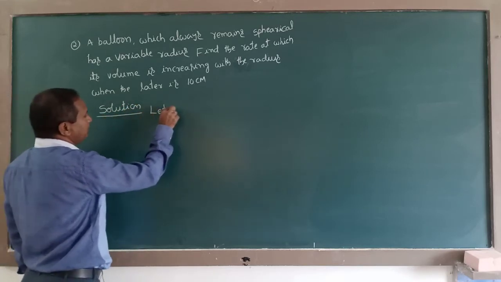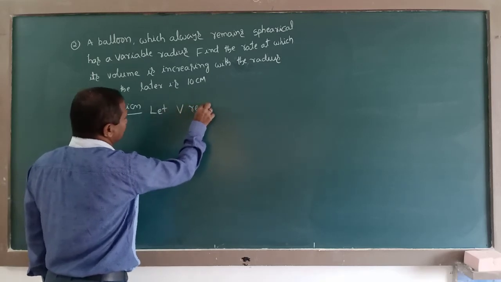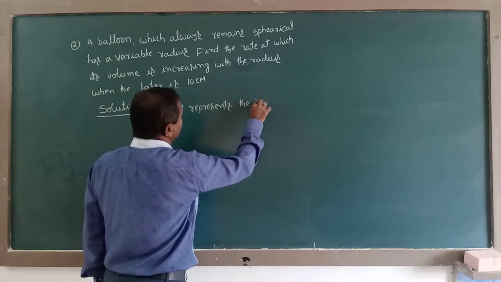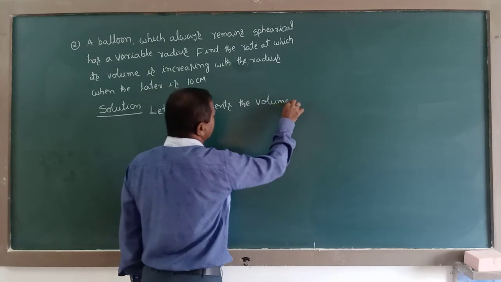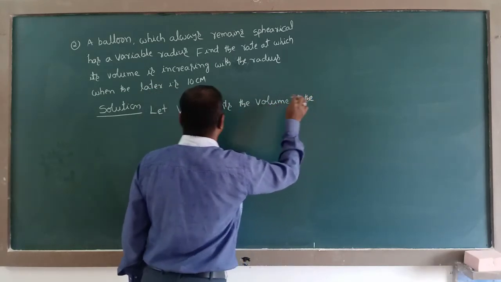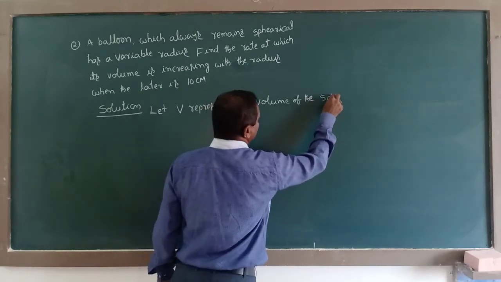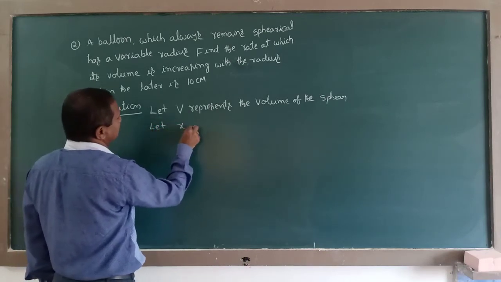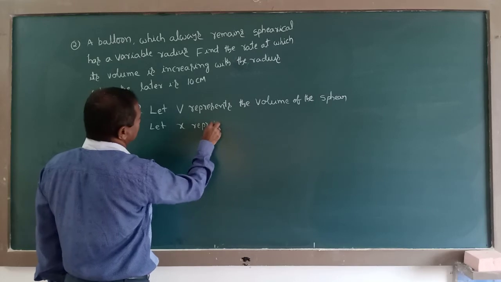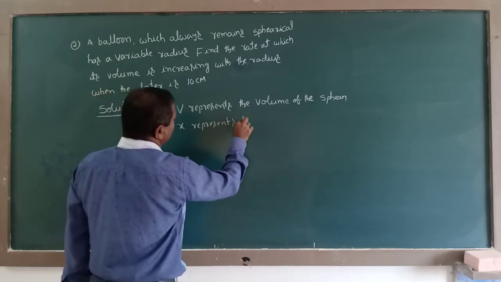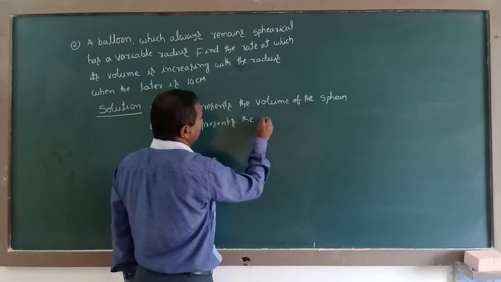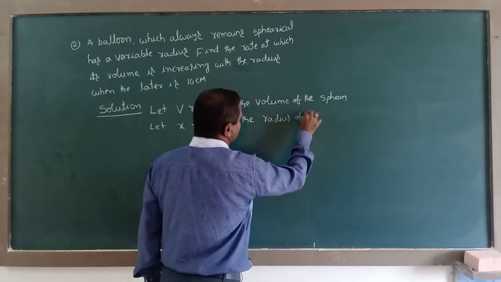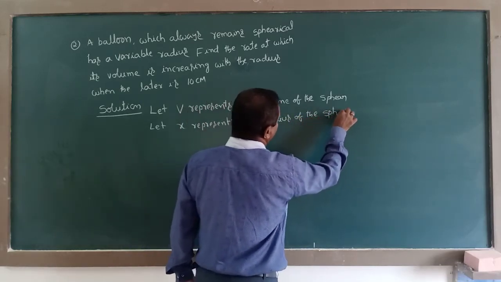Let V represent the volume of the sphere, and let x represent the radius of the sphere.